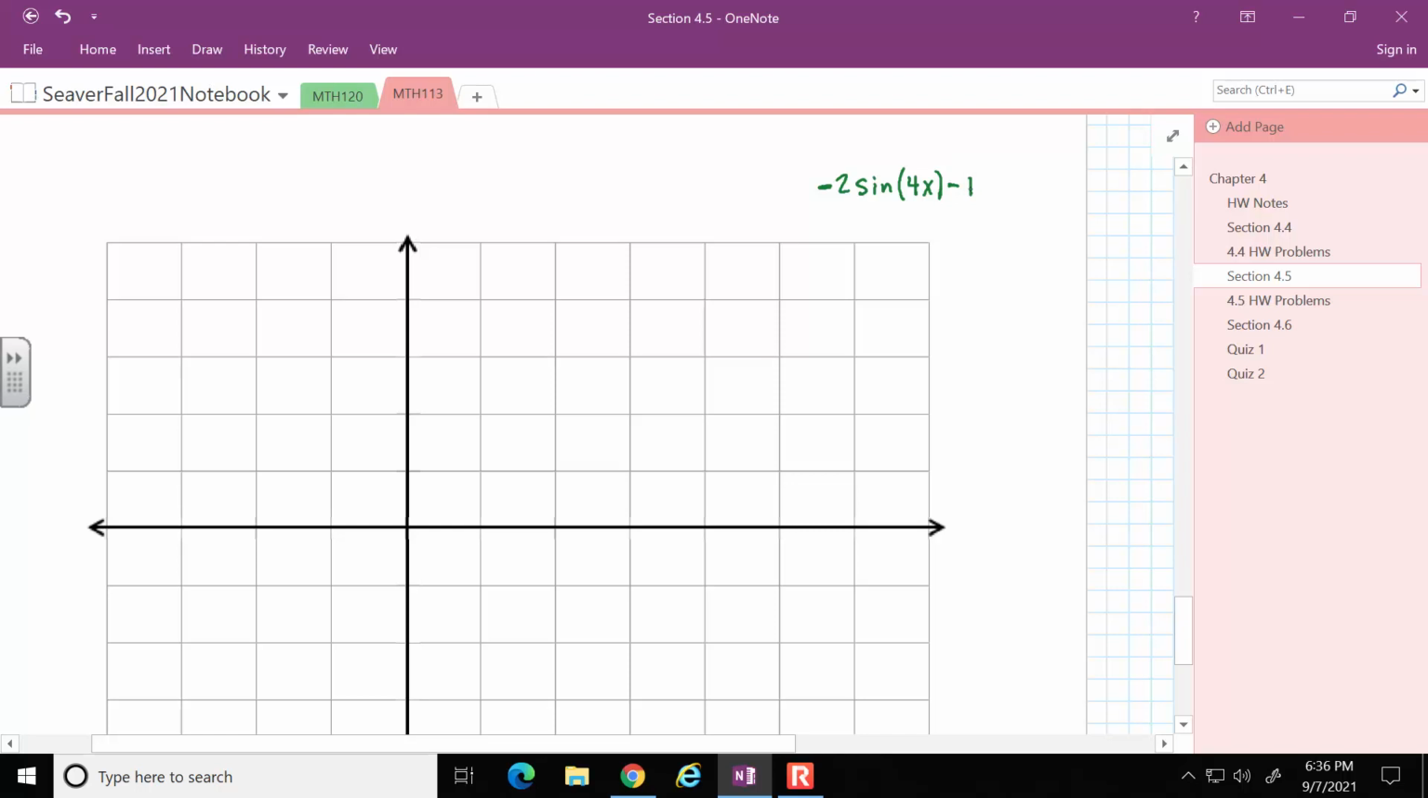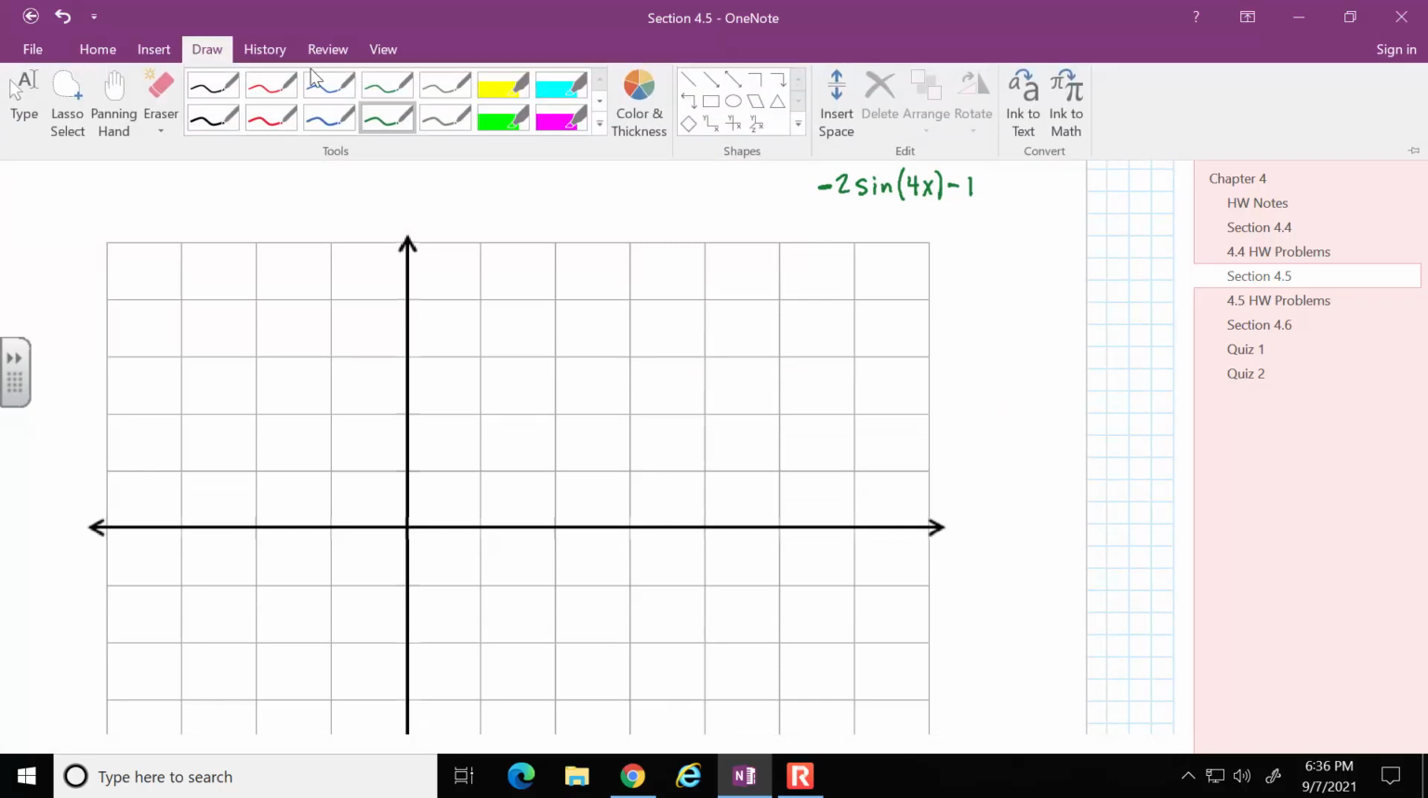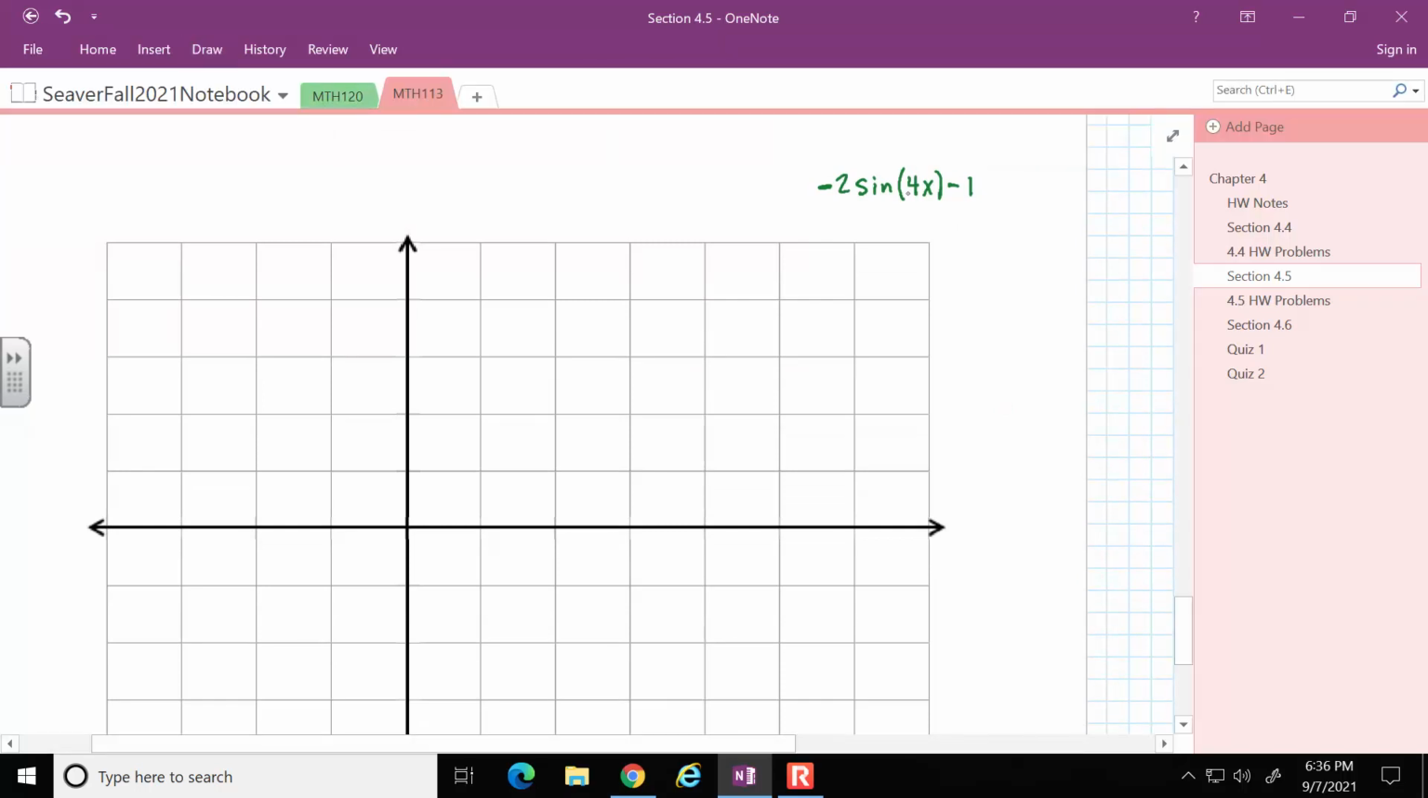So if I gave you this on a quiz, which I might, something very similar to this, and I say graph, here's what I would recommend doing. I think it's helpful to come in and say, you don't have to do this, but I think it's helpful, all right, what's my amplitude and period? So what is my amplitude? Absolute value of negative 2, or 2. All right, so that's your amplitude. What's your period?